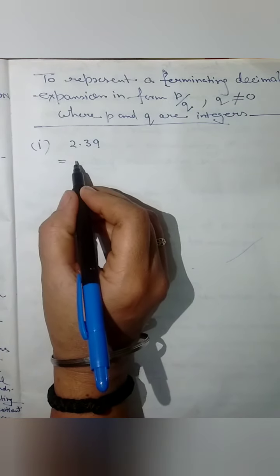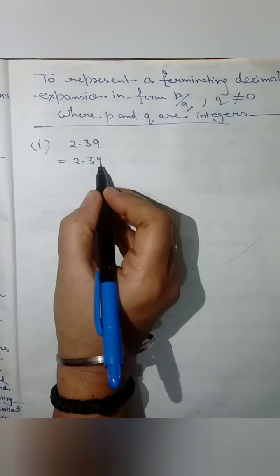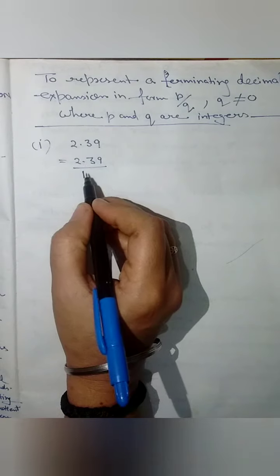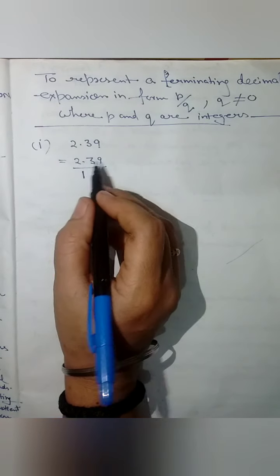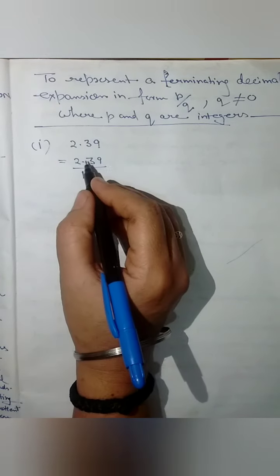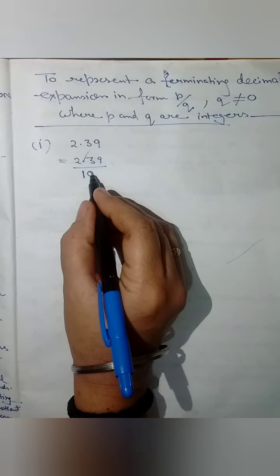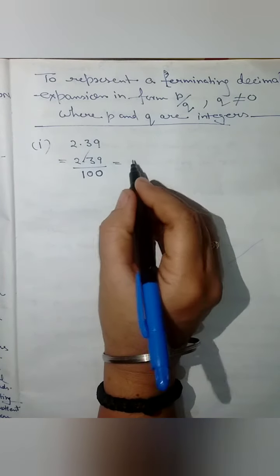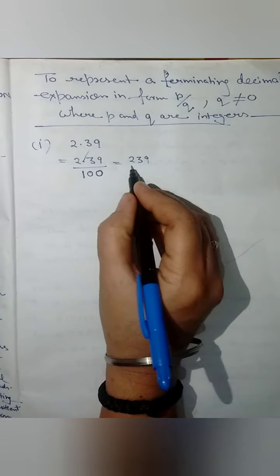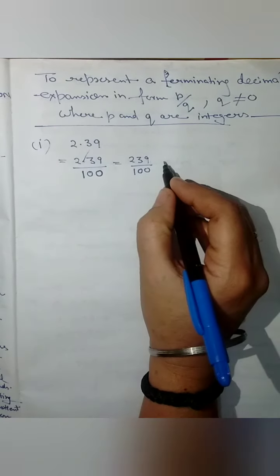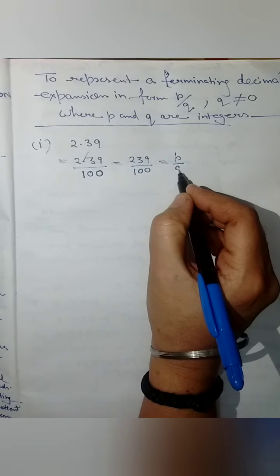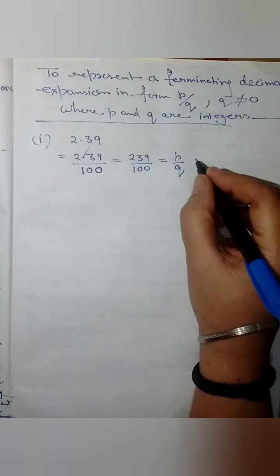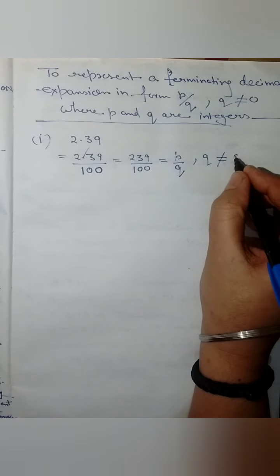So for this 2.39, we know if there is nothing in the denominator, it means 2.39 can be written as 2.39 upon 1. If we remove this decimal place, there will be 2 zeros. It means this is 239 upon 100, which is of the form P upon Q, where P and Q are integers and Q is not equal to 0.